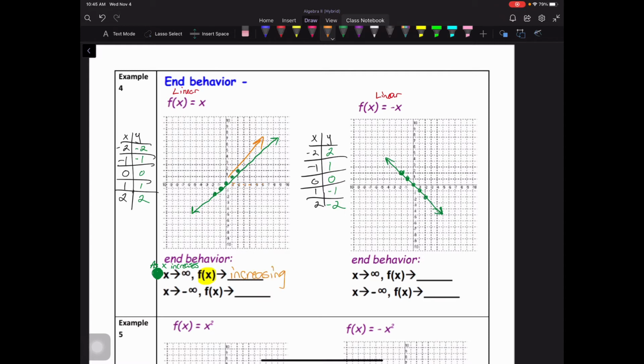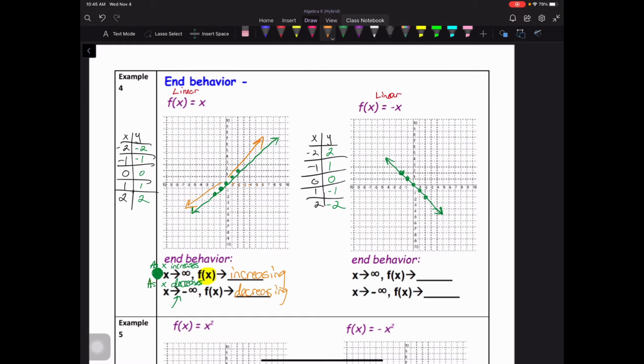And as my x values get smaller, so we'll change that quick. As x decreases, that's what this is saying right here. Or you could say as x approaches -infinity, either way. What's happening to my x values? So as the x values get smaller, our line is going down. So we would say decreasing.